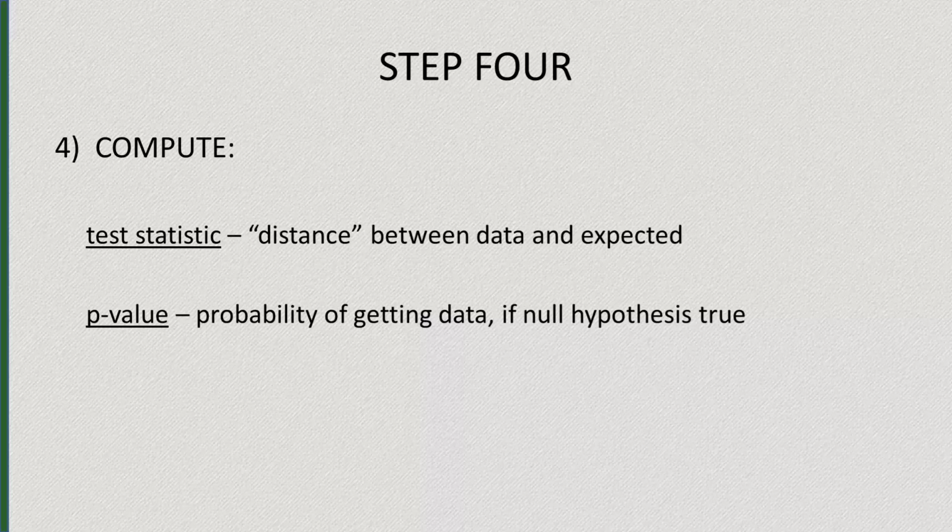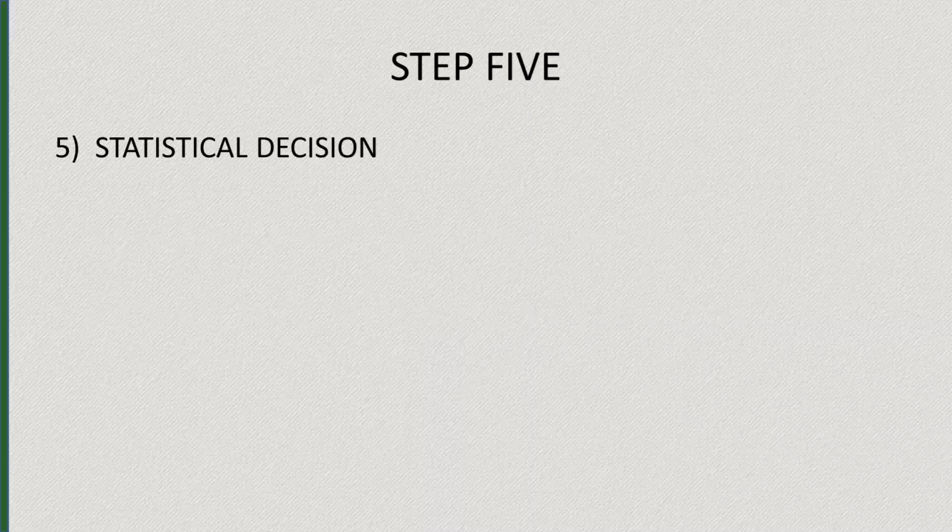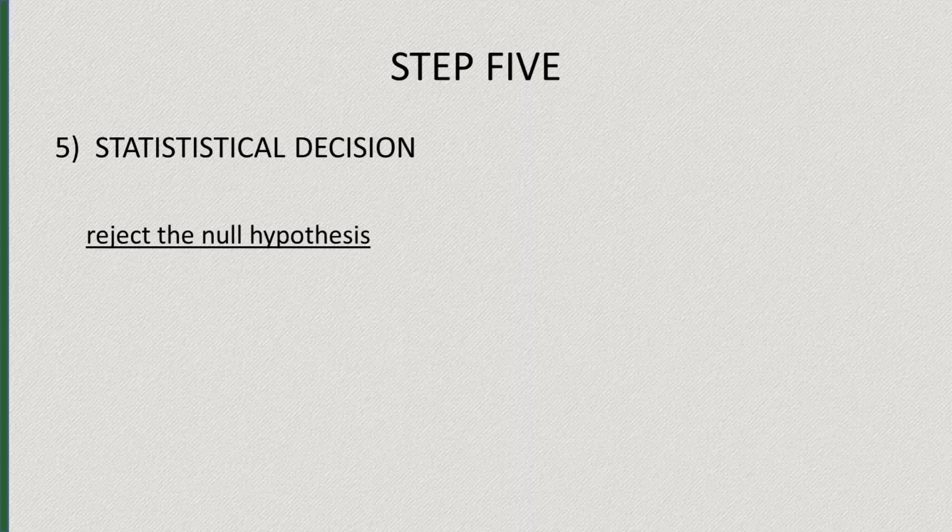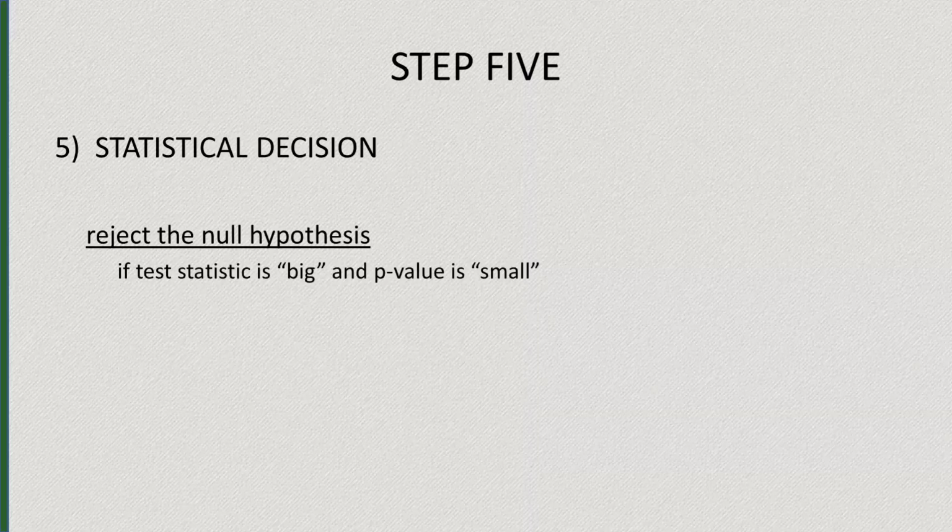Once we have those numbers, at that point step 5, we made a statistical decision. In jargon terms, we did one of two things. We might reject the null hypothesis. We got 99 heads and 1 tail. We don't think the coin is fair. We will do that if that test statistic is big. We're a long ways away from what we expected to get, 99-1. And our p-value is small. It could happen, 99-1, but it's awfully unlikely.